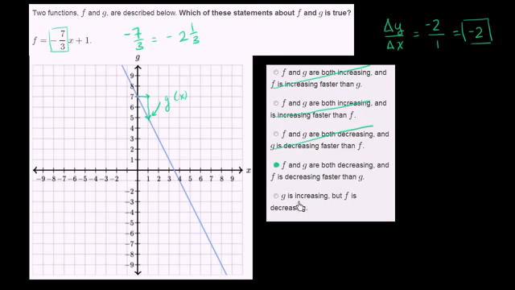We have this last choice: g is increasing, but f is decreasing. We know that's not true. G is actually decreasing.